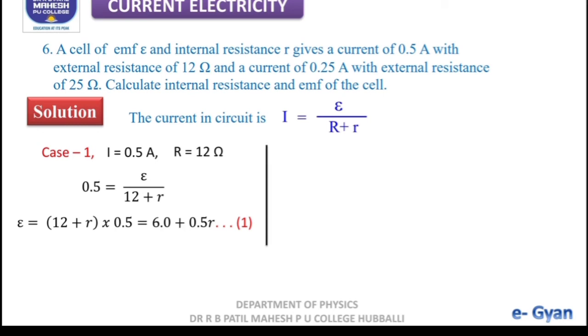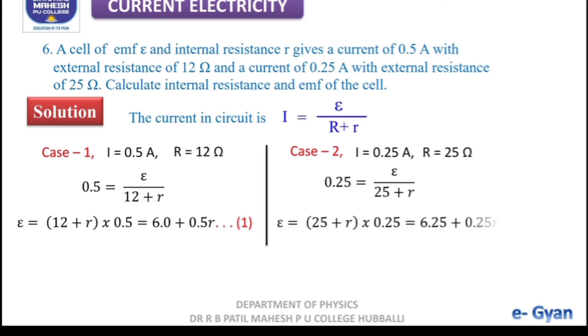Next, for case 2. For case 2, current is equal to 0.25 ampere and external resistance is equal to 25 ohm. That means the same cell is connected across a different resistor. Now putting these two values in this equation, we get 0.25 is equal to E divided by 25 plus r, that is E is equal to (25 plus r) into 0.25 is equal to 6.25 plus 0.25 r. Let this equation be 2.